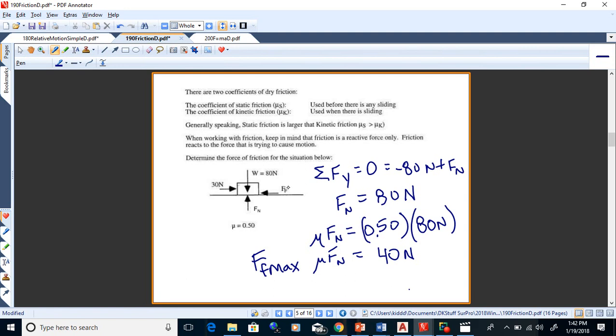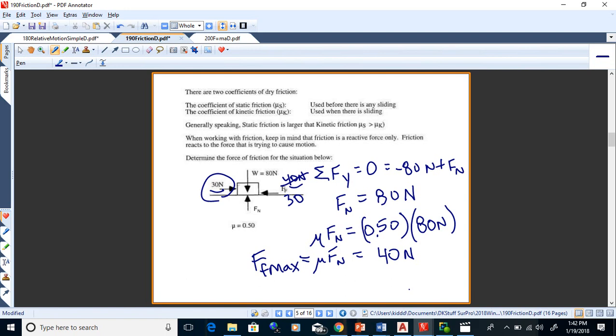But if we look at this, the force of friction reacts to what you're doing to the object. If all you're doing is pushing with 30, the force of friction isn't going to be 40, because that's bigger than 30. That would actually move the block to the left, and that's not going to happen if you're pushing it to the right. So the actual force of friction here isn't 40, it's 30. It's just going to react to that and keep the block from moving. So keep that in mind.